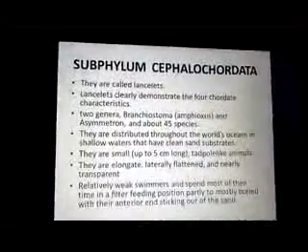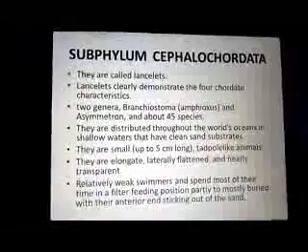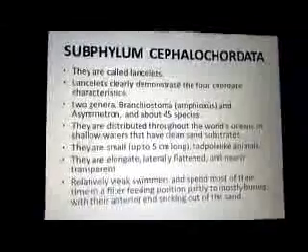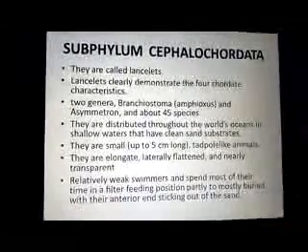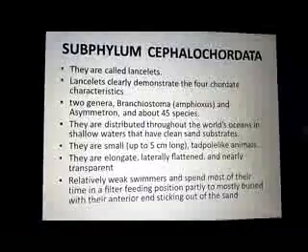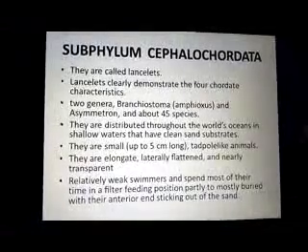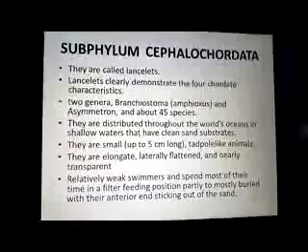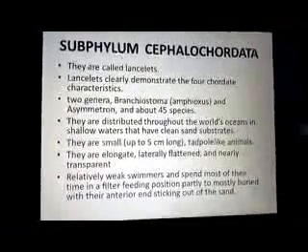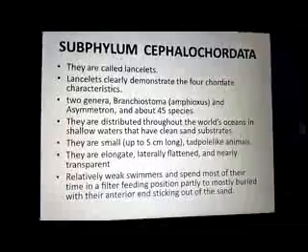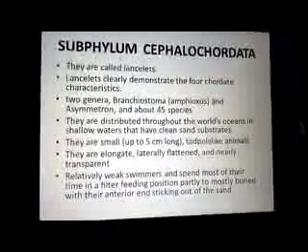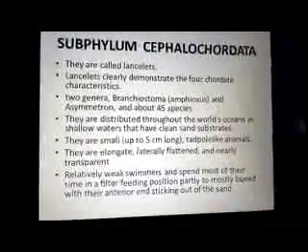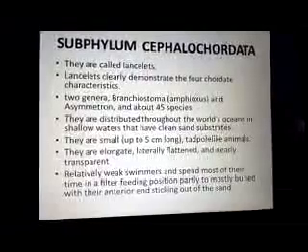The members of subphylum Cephalochordata are called lancelets. Lancelets clearly show all four unique characteristics of phylum Chordata. The four unique characteristics of phylum Chordata are, first, hollow dorsal nerve cord; second, presence of notochord; third, presence of gill slits or gill pouches; and fourth, presence of post-anal tail. All these four characteristics are demonstrated by the cephalochordates.